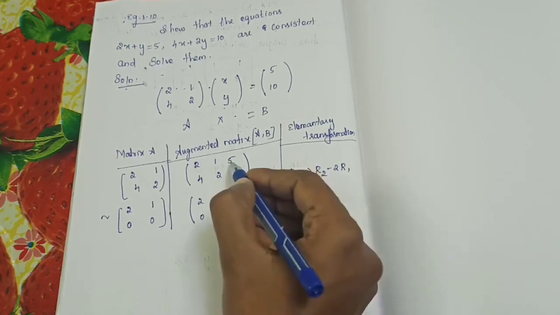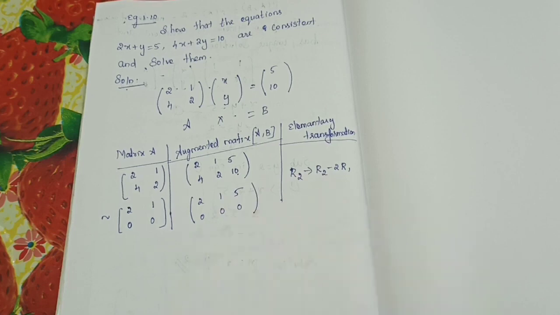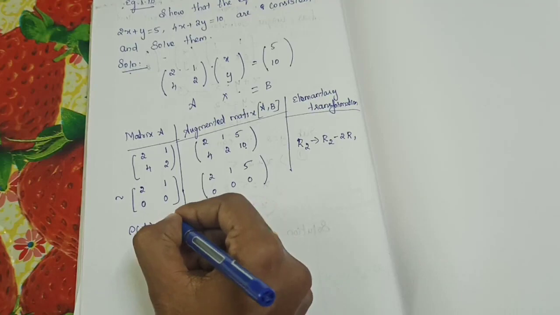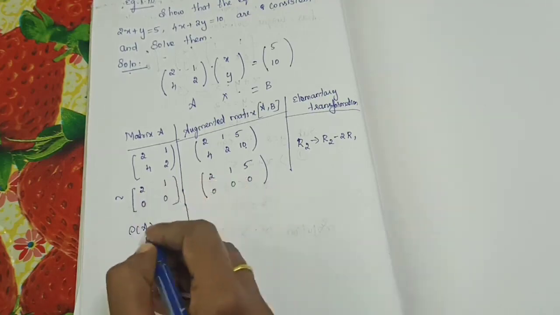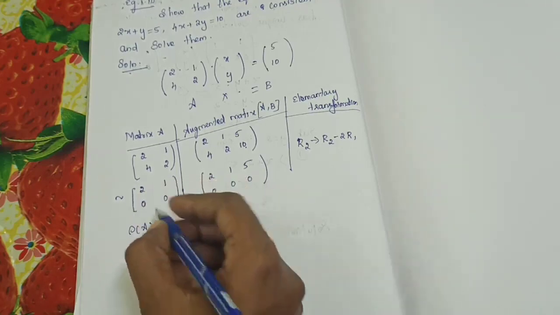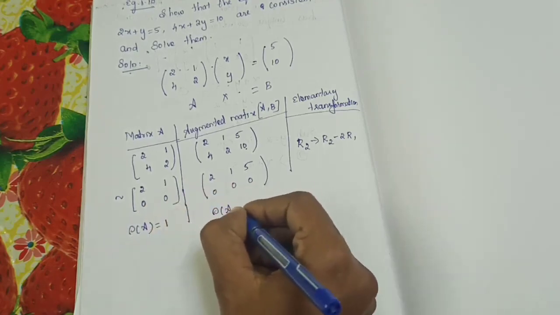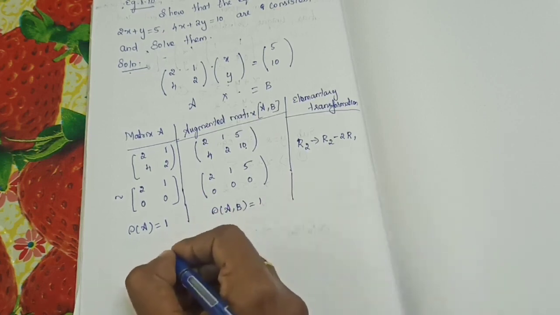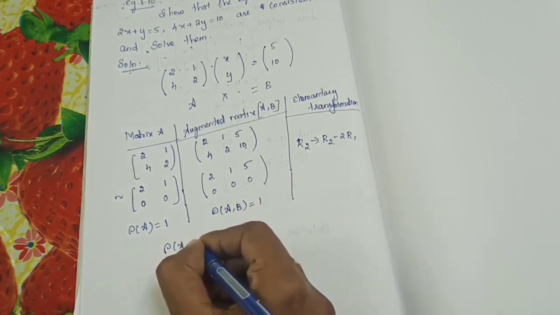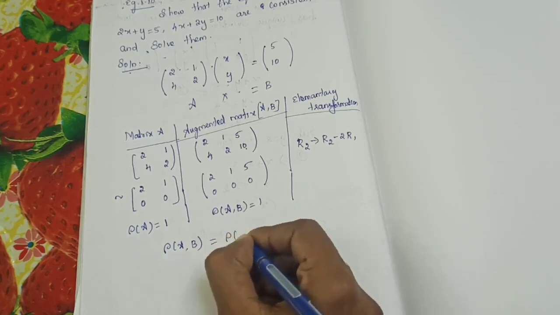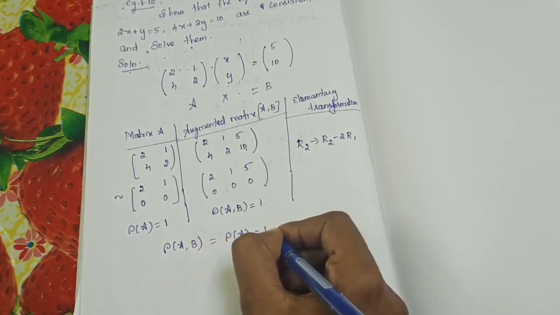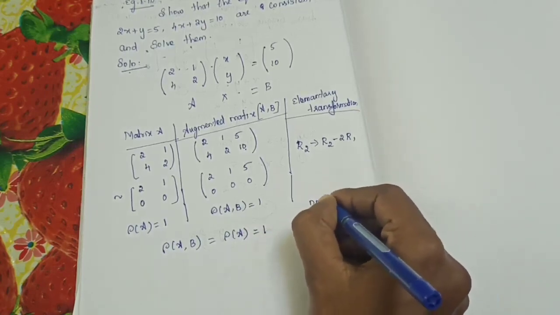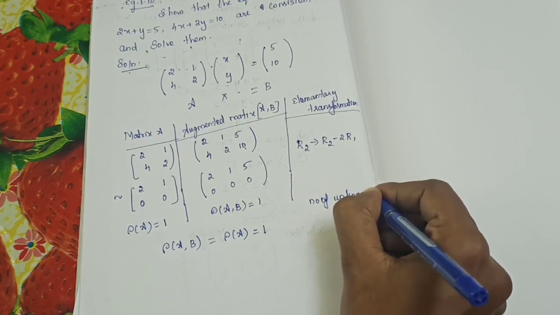So 10 minus 2 into R1, this also how much? 0. Yes. So rank of A, number of non-zero rows, only 1. So rank of A comma B also only 1. Here rank of A comma B is equal to rank of A is equal to 1. Now how many unknowns are there? 2 unknowns.